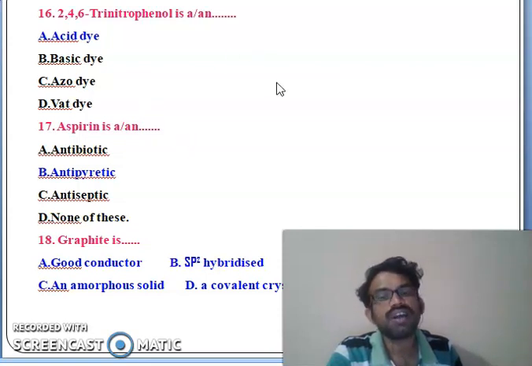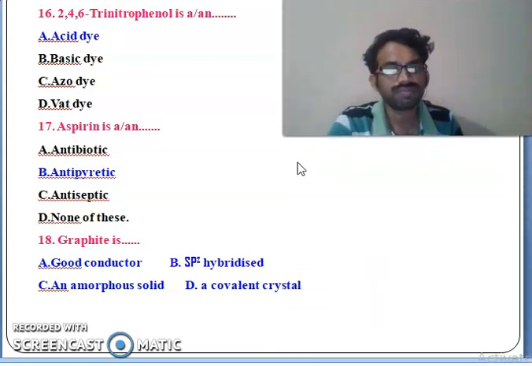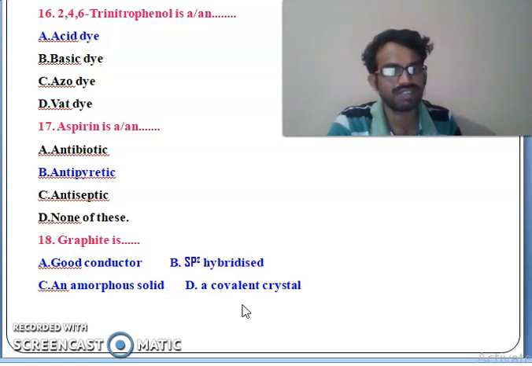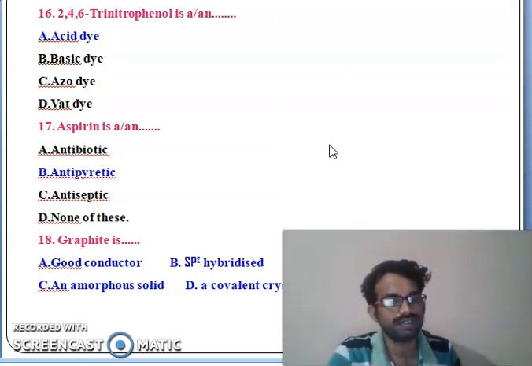Aspirin is a kind of medicine, a drug. Is it an antibiotic, antipyretic, antiseptic, or none of these? Aspirin is nothing but salicylic acid, and these are antipyretic agents. Next, the 18th one is graphite. Graphite is a good conductor, has sp2 hybridization, is an amorphous solid, and has a covalent structure. In the 18th one all 4 options are correct, which I have marked in blue color.